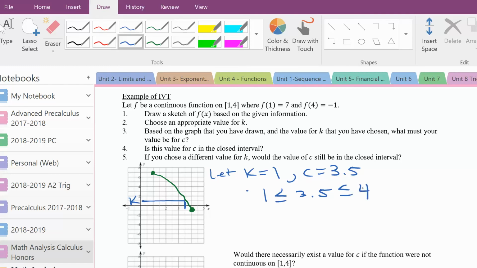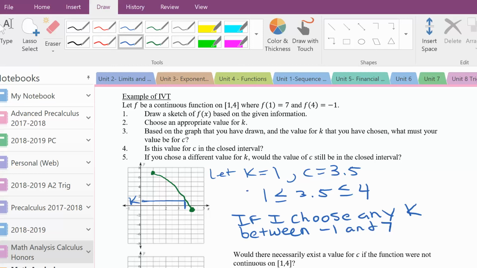And that's what the intermediate value theorem says. So if I choose any k between -1 and 7, any y value between -1 and 7, c, the x coordinate, will have to be between 1 and 4, if the function is continuous between 1 and 4. And that's what it said.